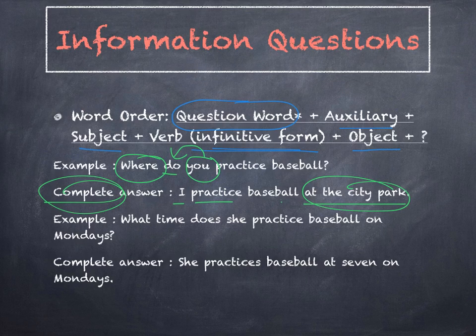In the second example, I use the pronoun she to remind you that you always need to make your agreement with your auxiliary. My verb is still in the infinitive form. What time is the information I'm looking for? And here's my object. So what time does she practice baseball on Mondays? So here's my answer. My answer is this.